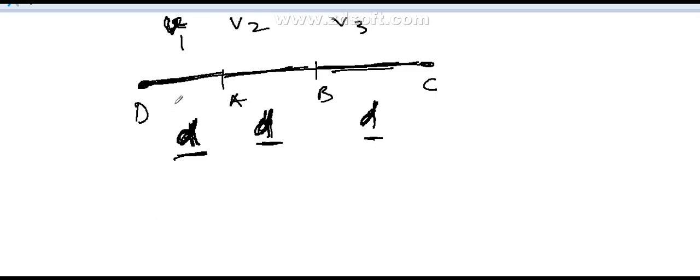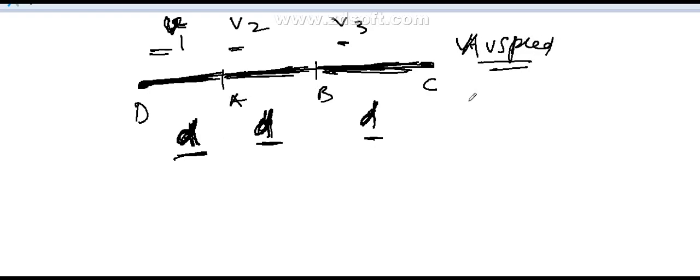So what I'm saying, distance is equal, D. Velocity is different: V1, V2, V3. This part he covered at V1 speed, this one at V2 speed, this one at V3 speed. You have to find the average speed. Now clear? Without doing this problem, you should tell me the answer. We have already done the previous problem, so by the same method you should be able to tell.